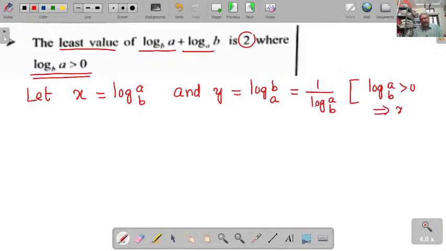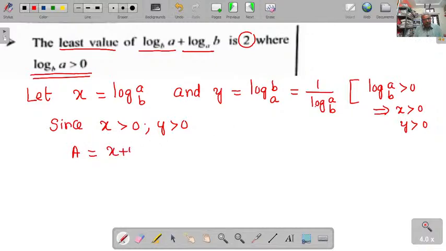That implies x is positive, x greater than 0, and obviously y is also greater than 0. Since x greater than 0 and y greater than 0, let us write the arithmetic mean of these two numbers, that is (x plus y) by 2. And the geometric mean, that is under root of x into y.